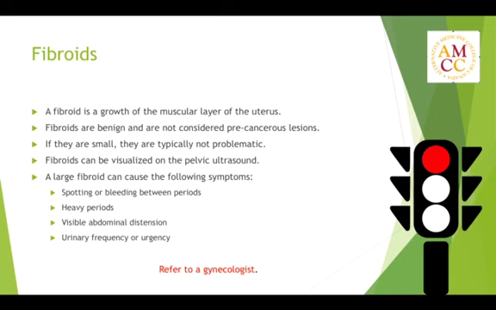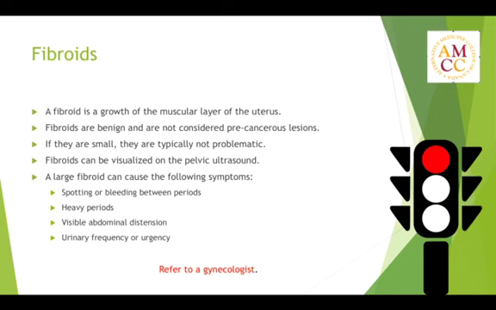So it's not the endometrium, which is the layer that is shed during the menstrual period. It's actually the muscle layer that grows into a fibroid. They don't turn into cancer. So actually, if they're small, we usually don't do much about it. But the bigger they grow, the more problematic they become. The most common symptoms being spotting or bleeding between periods, or periods that are becoming increasingly heavy.